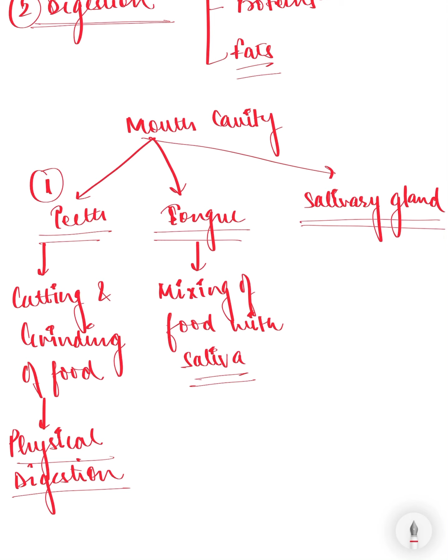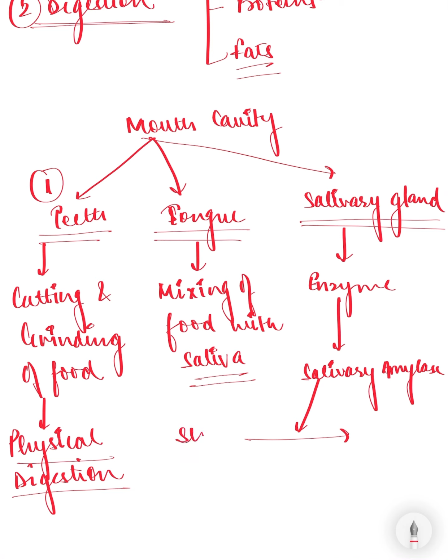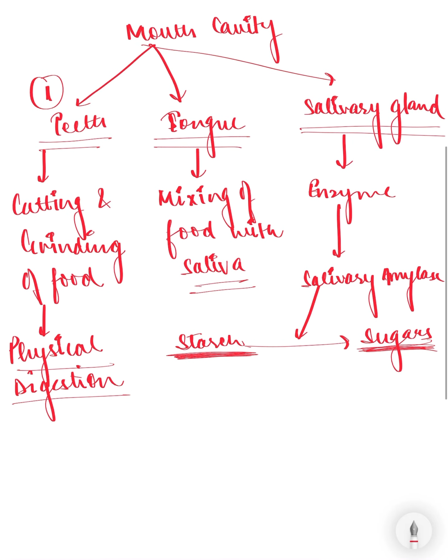Now, next is the salivary gland. This gland is very important. It produces an enzyme called salivary amylase. This enzyme helps in the breakdown of starch into sugars. Starch is a complex carbohydrate and sugars are the simple carbohydrate. Right?